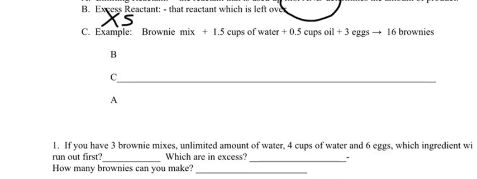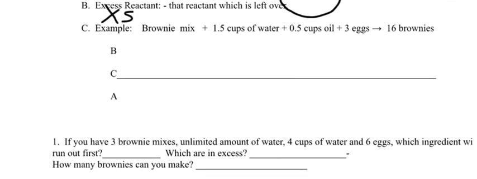So let's go back to my brownie mix. If I open up my cabinets and I actually have 3 brownie mixes, an unlimited amount, I'll just kind of do that right here. 4 cups of oil and 6 eggs. Which one is going to run out first? Can you tell just looking at this? I can make 3 brownie mixes from here. I can make 8 batches because I have 4 cups of oil. But how many eggs do I have? I only have 6 eggs. So I think I can make only 2 batches of brownies.